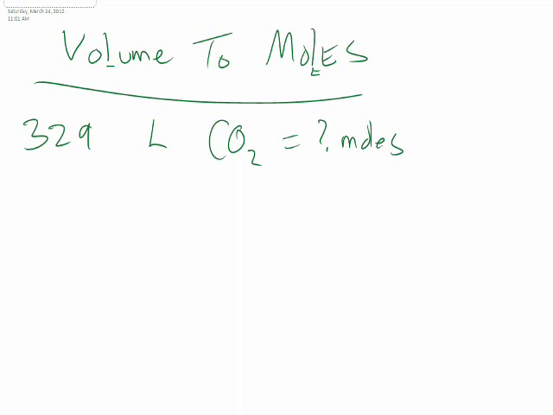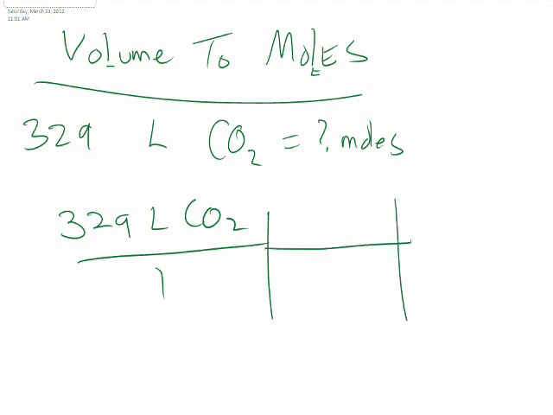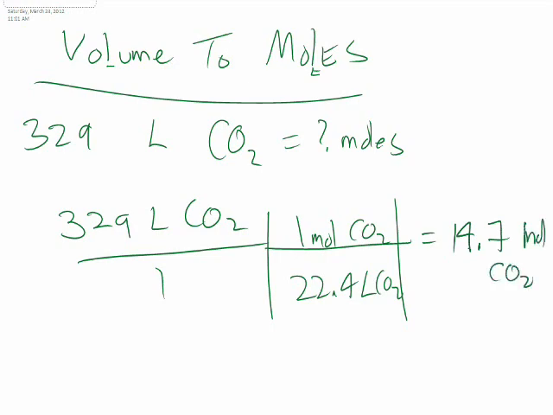How about if we have 329 liters? We have a lot of liters of gas. How many moles? Well, it's just 329 liters of carbon dioxide, and we are just going to multiply it by 1 mole of CO2 over 22.4 liters of CO2. And we get 14.7 moles of carbon dioxide.